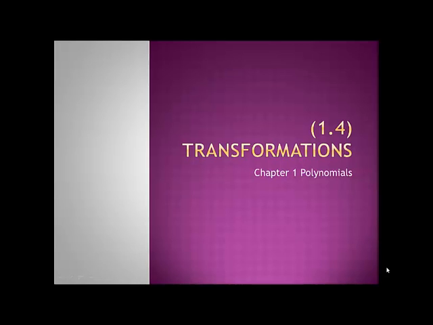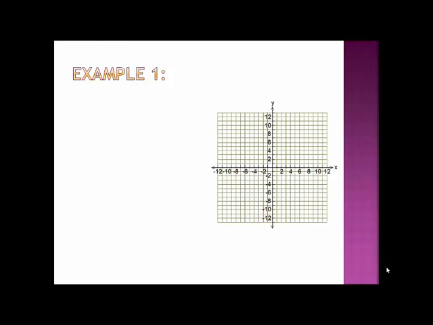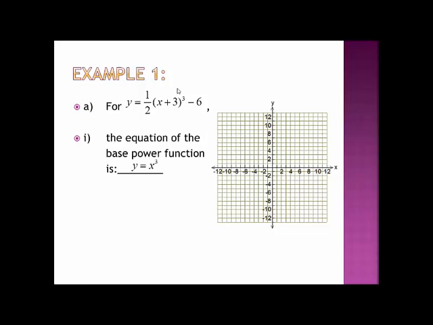So in this lesson, we are going to take a look at some transformations of polynomial functions. Okay, so we're going to look at a few examples, and the first one we're going to look at is this function here. And just by looking at the exponent, we can tell that the parent or the base function will be y equals x cubed. So we know we've got a cubic function here.